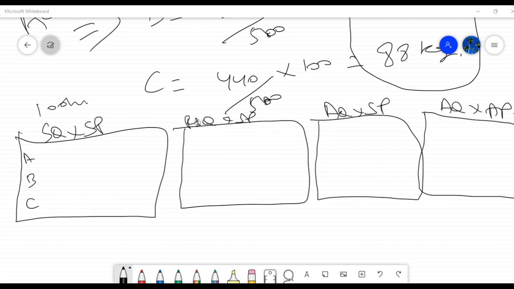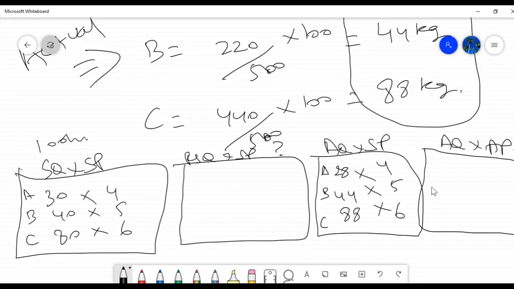So what is the thing? Just now we identified 28, 44, 88. Then actual quantity into SP 4, 5, 6. Again 28, 44, 88. Into actual rate how much? Actual rate we arrived per kg here: 4.2, 4.8, 6.5. Okay. So before solving the answer, we will identify revised standard quantity.